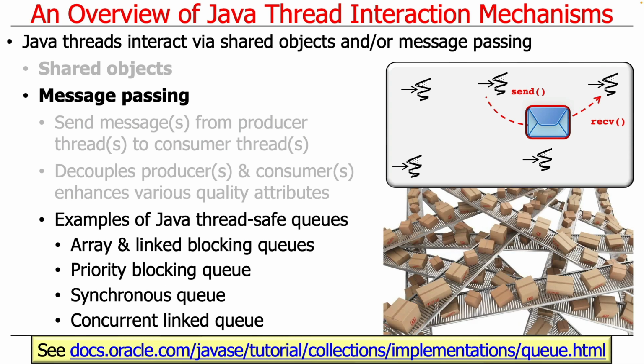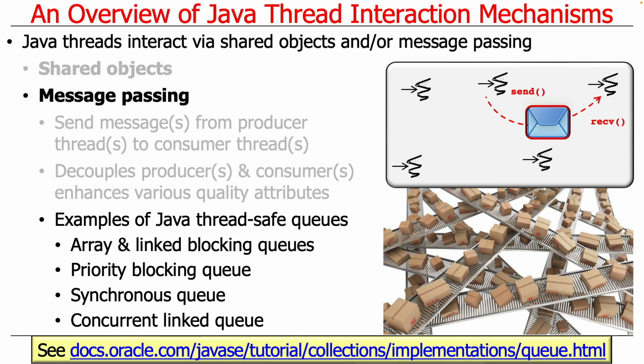There's a lot of Java thread-safe queues that can be used for message passing. The most common ones are the array blocking queue and the linked blocking queue. In my other class, we talk a lot more about these. There's a priority blocking queue, which just orders the incoming messages in priority order. There's something called a synchronous queue, which is used by cached thread pools. We're not going to talk much about that.